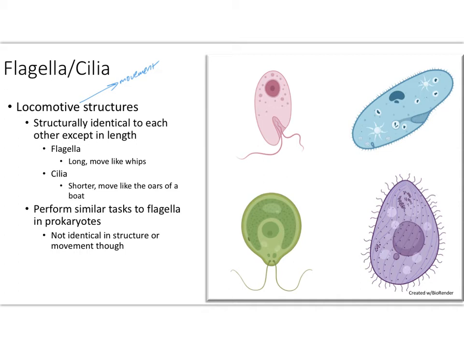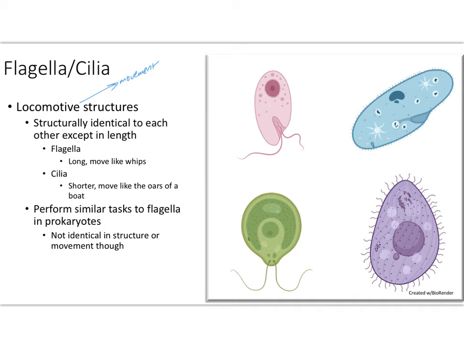So when we're comparing the locomotive structures of eukaryotes and prokaryotes, both eukaryotes and prokaryotes have flagella, but only eukaryotes have cilia, and only prokaryotes have pili. So when we look at these structures, they perform similar functions, but they're not identical in terms of exactly the way they move or exactly the structure.